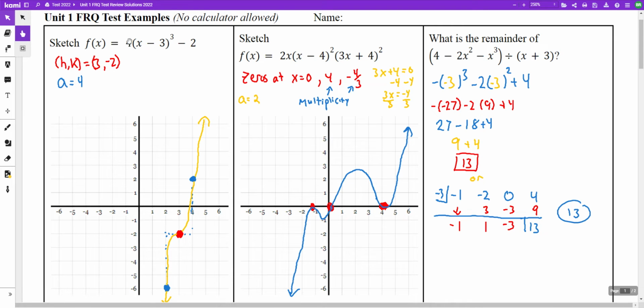The number in front is your a value. The a value is 4. What that means is from this point, you're going to go over 1 and up 4, and then over 1 and down 4. That is the power of the a value, it's a vertical stretch.